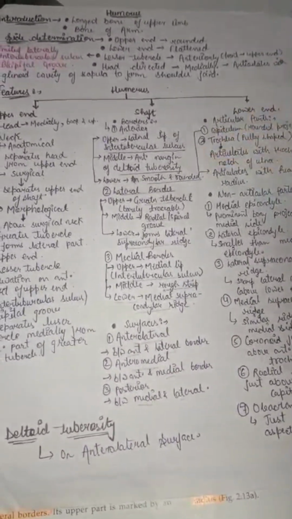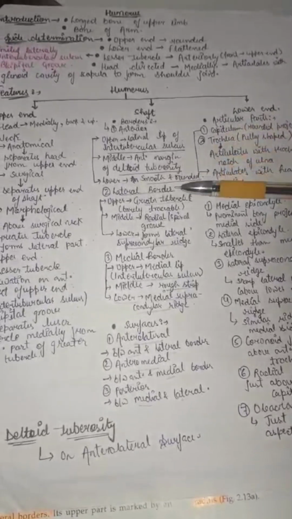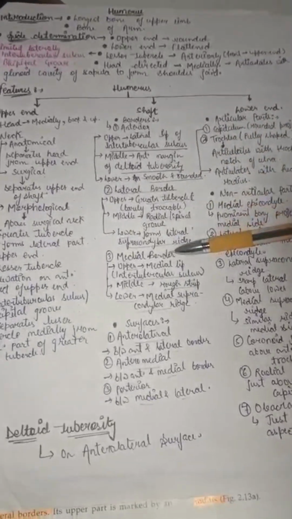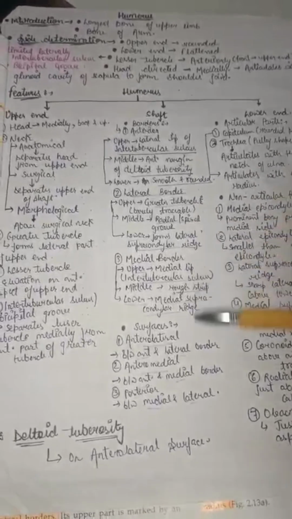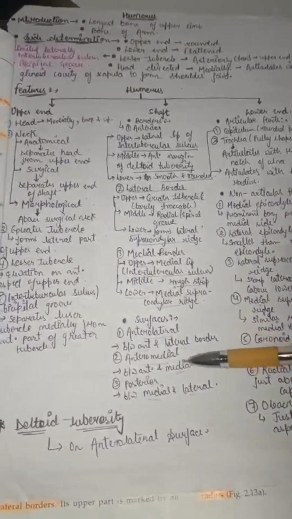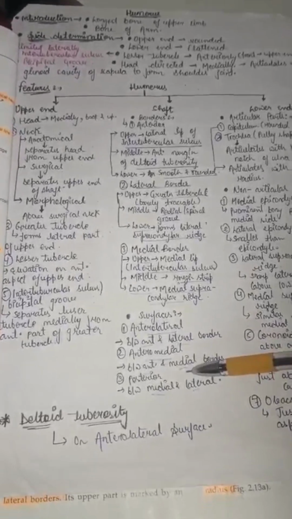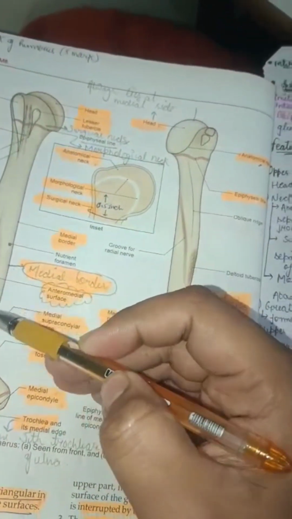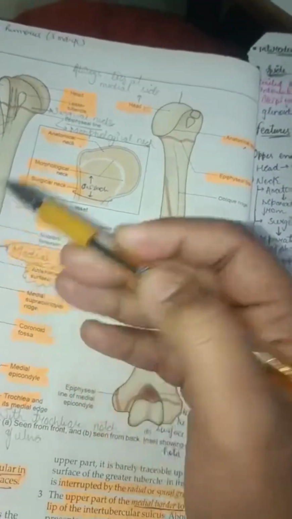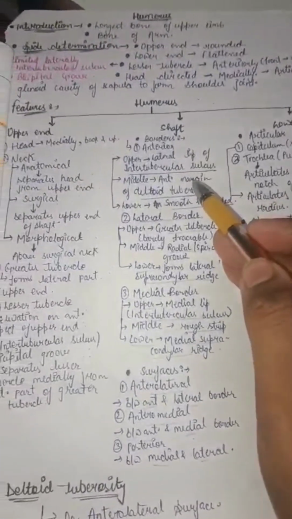Shaft consists of three borders: anterior border, lateral border and medial border. And then we have surfaces: anterolateral surface, anteromedial surface and the posterior surface. Here, this is the anterior border.